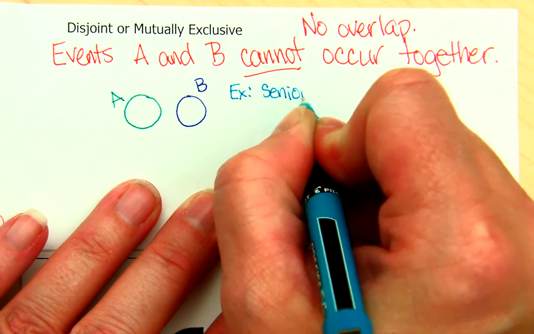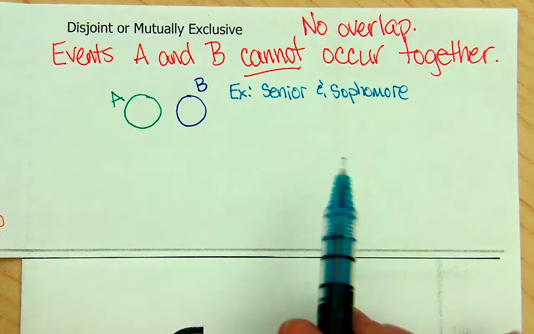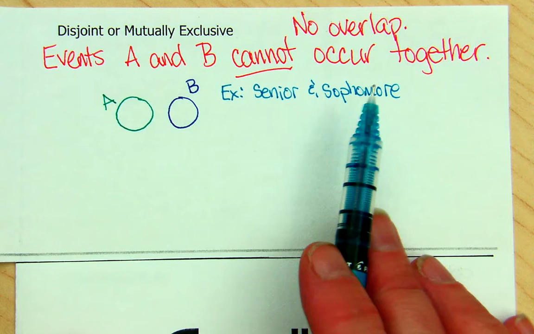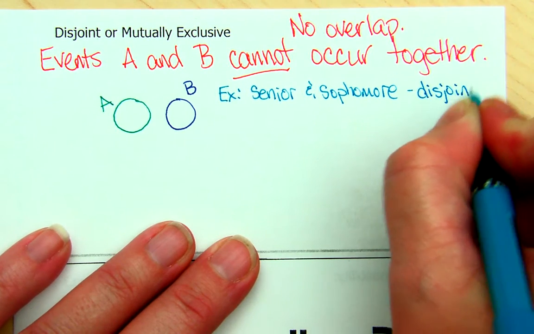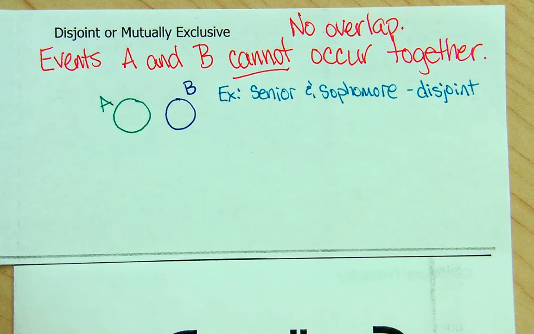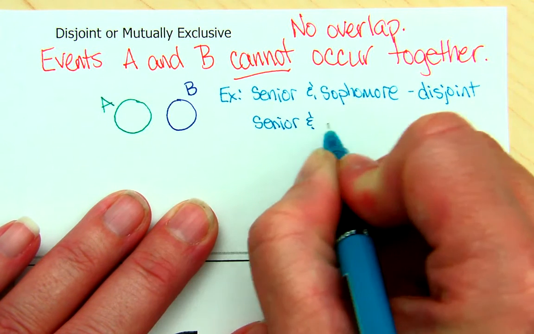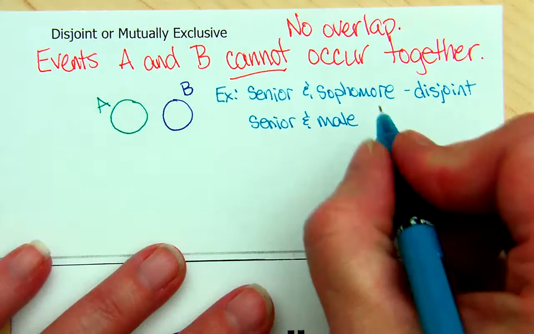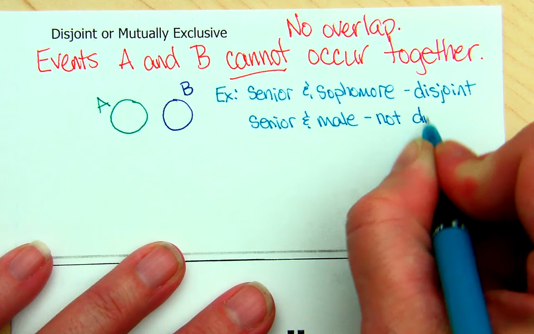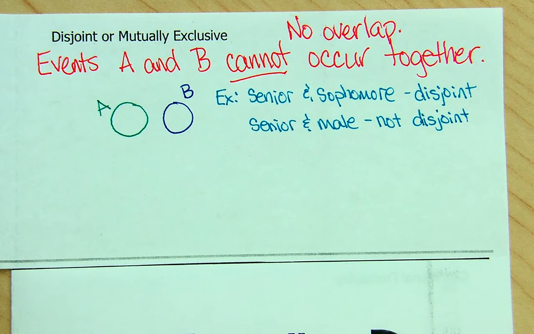Senior and sophomore. Can't be both. If you're a senior, you can't be a sophomore. If you're a sophomore, you can't be a senior. So these would be disjoint. If we had senior and male, well, that can happen. You can be a senior and you can be male. So this would be not disjoint. Can they both happen at the same time? If they can't, then it's disjoint.